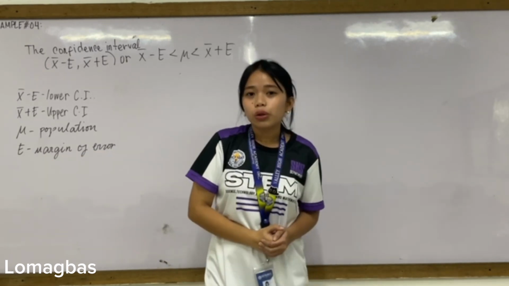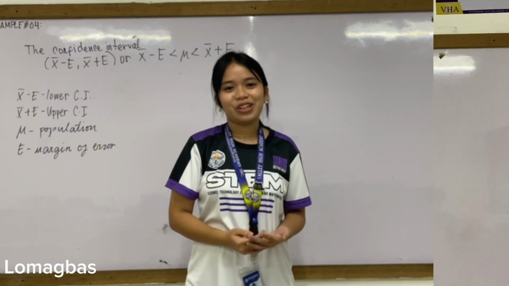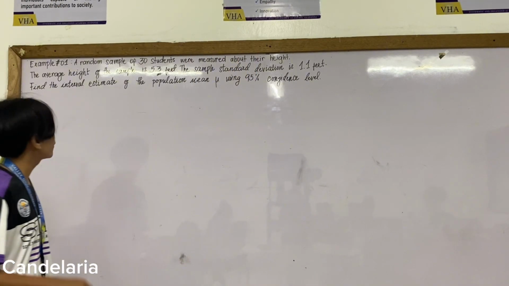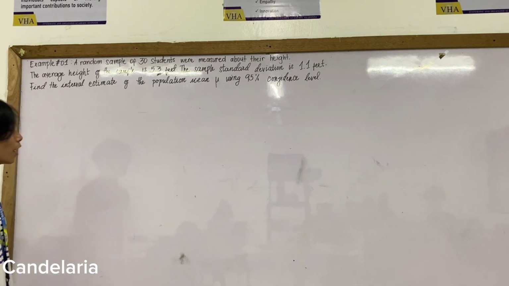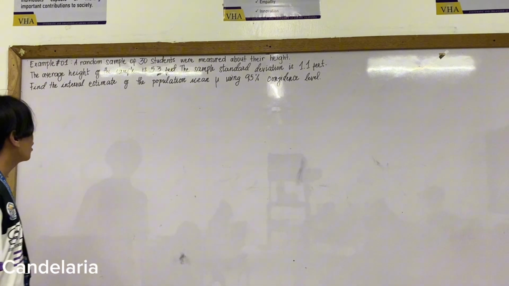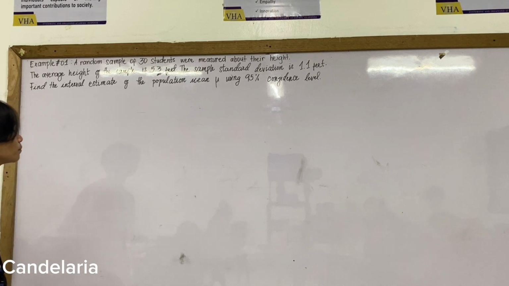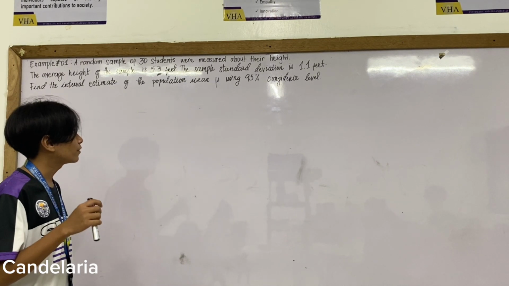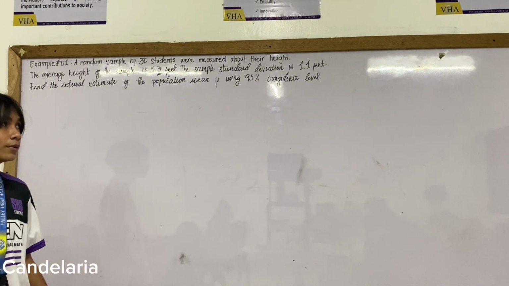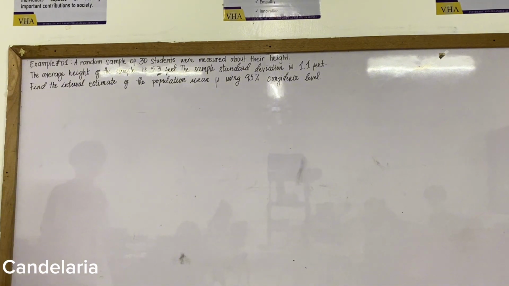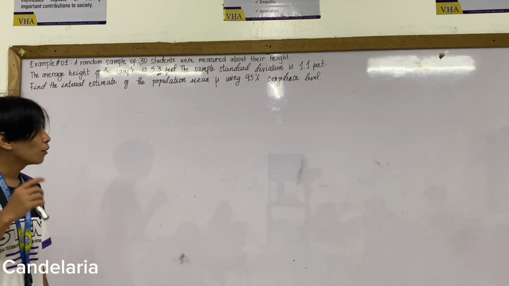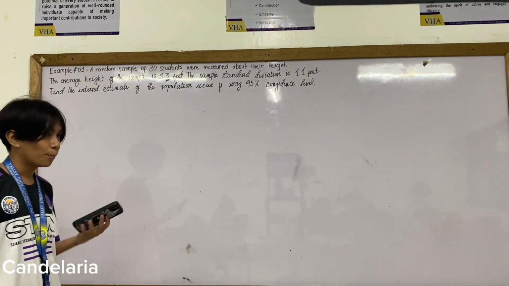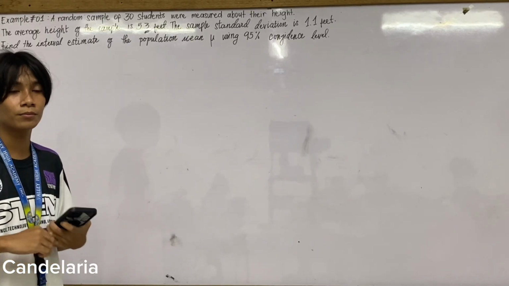Now let us take a look at our example. This is example 1 and problem number 1 in our statistics. Our problem is: a random sample of 30 students is measured about their height. The average height of the sample is 5.3 feet. The sample standard deviation is 1.1 feet. Find the interval estimate of the population mean using a 95% confidence level.